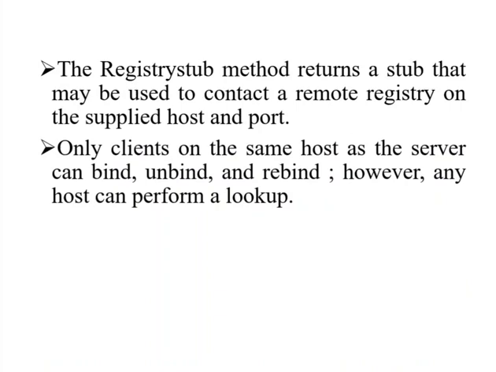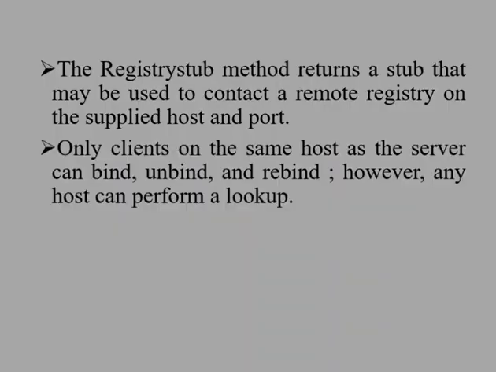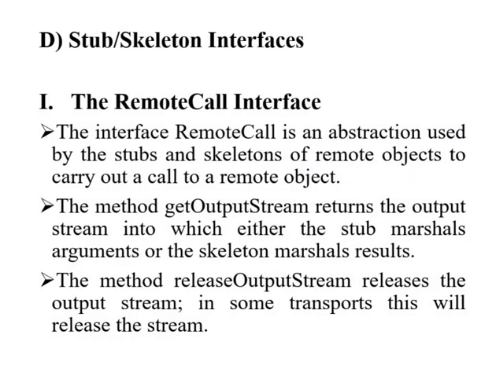The next type of RMI interfaces is the stub and skeleton interfaces, of which the first one is the RemoteCall interface. The RemoteCall interface is an abstraction used by the stub and skeleton of the remote object to carry out the call to the remote object. The getOutputStream method returns the output stream into which the skeleton marshals results or the stub marshals arguments. The releaseOutputStream method releases the output stream. This will release the stream in some transports.